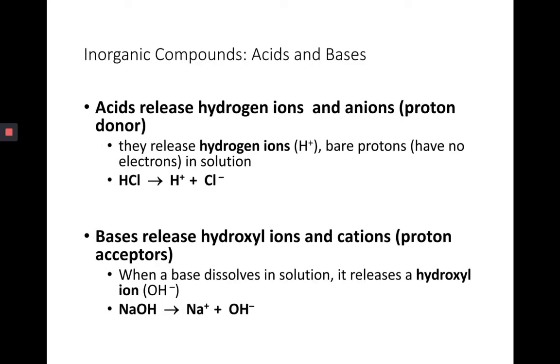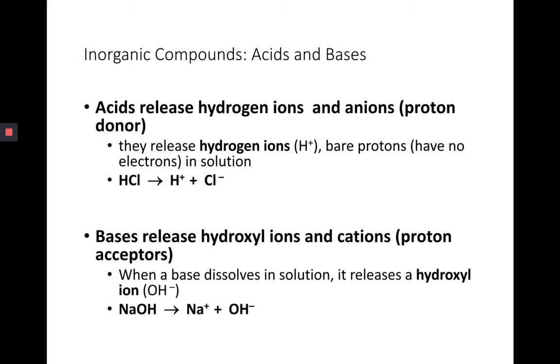Next, let's look at acids and bases. Still looking at inorganic compounds, we haven't switched over to the organic compounds yet. But acids release hydrogen ions and anions. So if you were to take a strong acid and mix it with water, it would release hydrogen ions, oftentimes called protons, plus a negative ion, which is the anion. Here we have hydrochloric acid, and when it dissociates or its two parts come apart, we see the positive bare proton, which is a hydrogen ion, and the anion chloride.